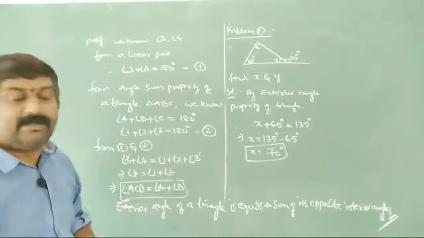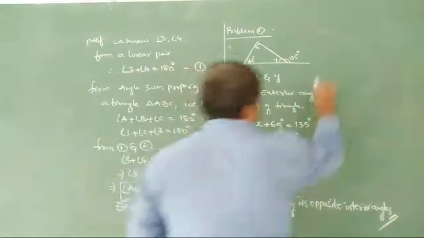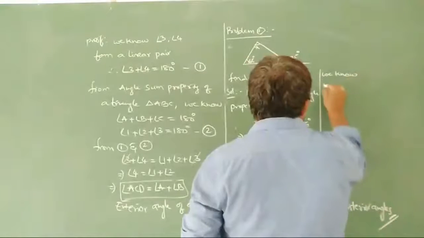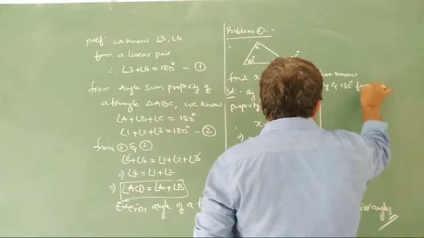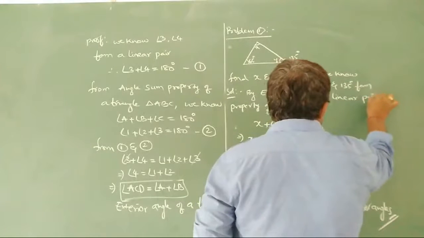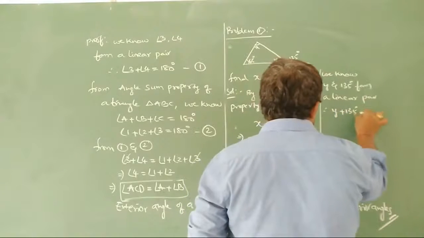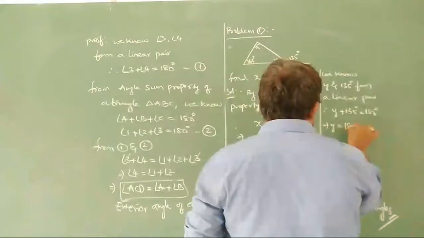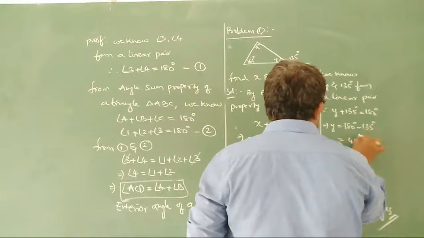Observe here, y and 135 will form a linear pair. We know y and 135 degrees form a linear pair. So therefore, y plus 135 is equal to 180, or else y is equal to 180 minus 135, which is giving us 45 degrees.